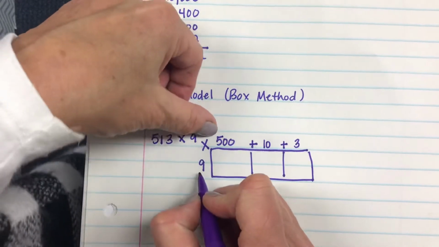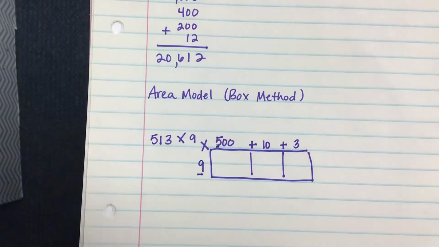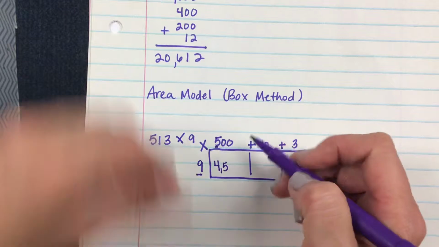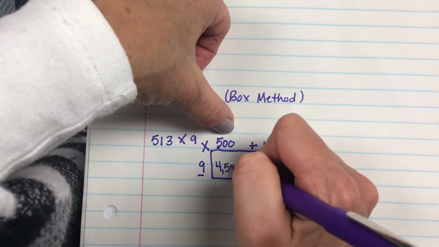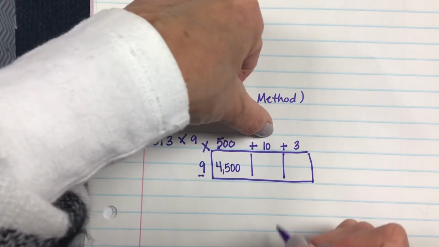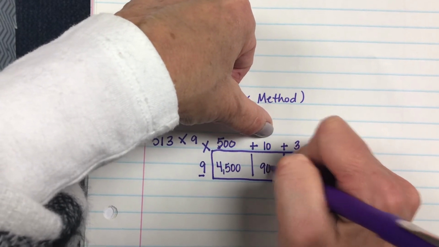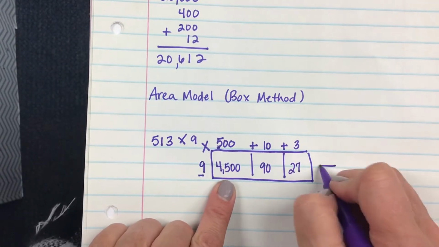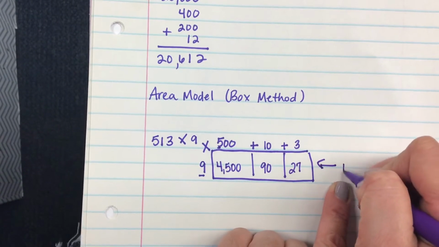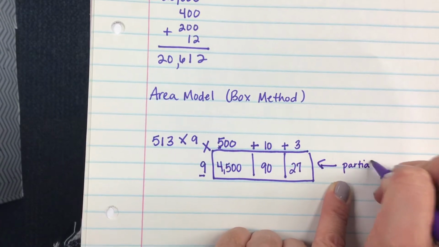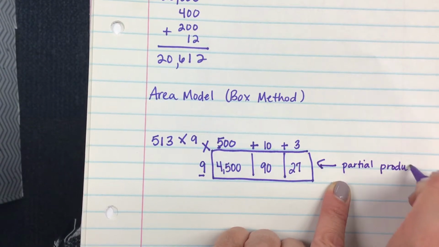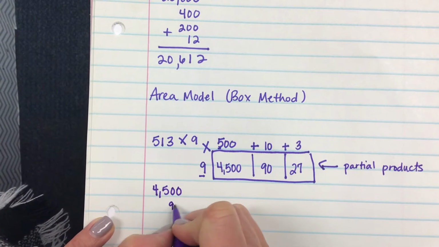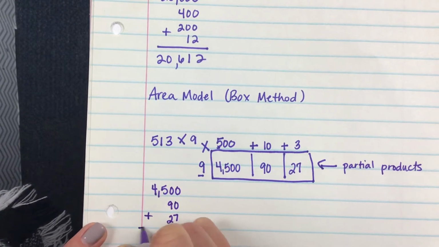Okay, so what is 9 times 500? 45. Well, 9 times 5 is 45. How many zeros do I need? 1, 2. 2 zeros. Plus, what is 9 times 10? 90. Plus, what is 9 times 3? 27. Okay, so now these are our, what do we call them? These are our partial products. So it's 4,500 plus 90 plus 27.